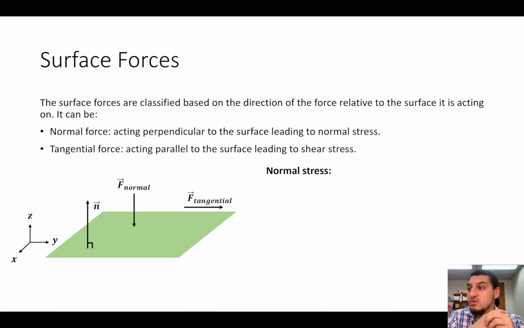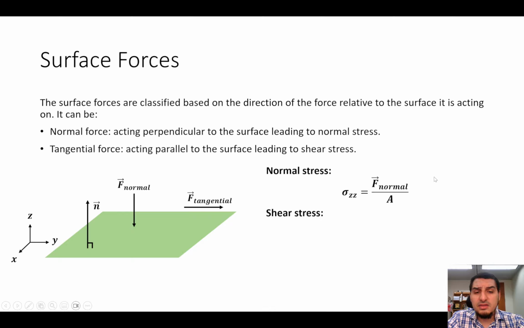So that's why the stress is defined with the symbol sigma, and it has two letters. The first letter represents the normal vector to the area, so if it's z, it's acting on an area with a normal vector in the z direction, and the force itself is in the z direction. If the two letters are the same, then the force is in the direction perpendicular to the area, so it's a normal force.